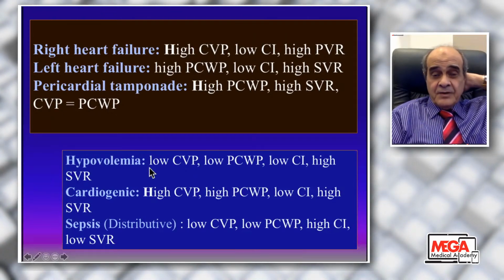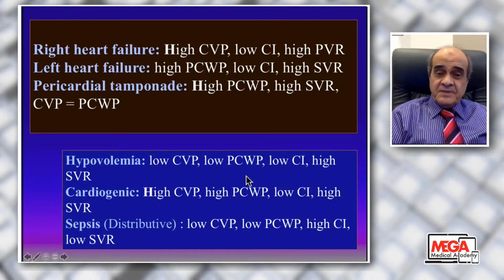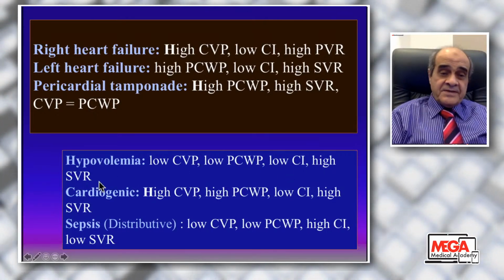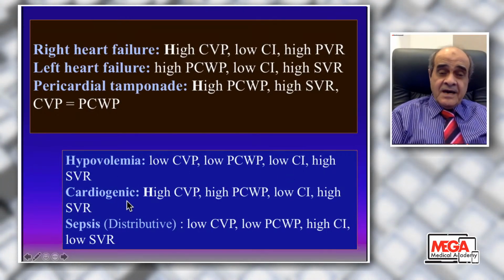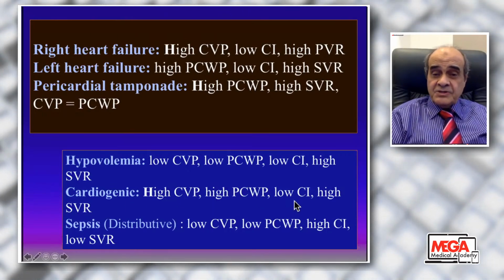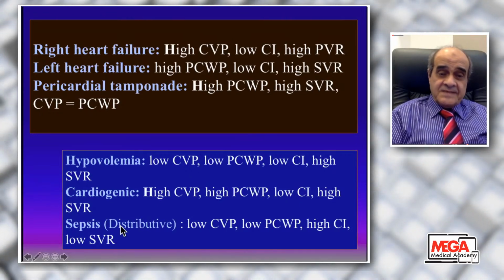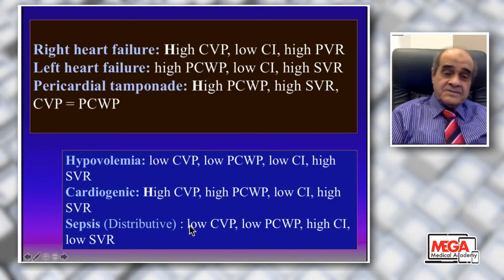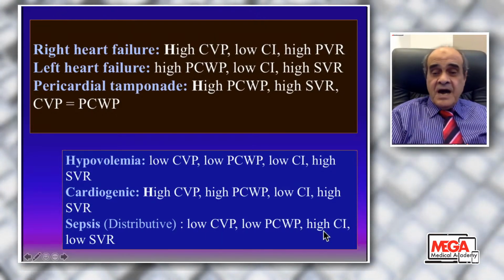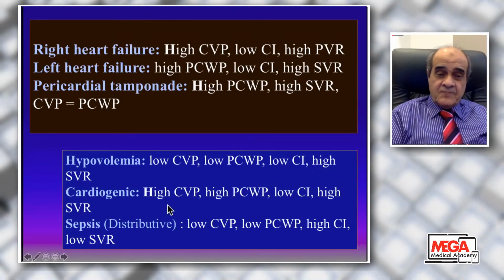In hypovolemia, you will find low filling parameters, low CVP, low pulmonary capillary wedge pressure, low cardiac index, high systemic resistance. Cardiogenic, you will find high CVP, high wedging, low cardiac index, high systemic vascular resistance. In sepsis or anaphylactic or spinal shock, you will find low CVP, low pulmonary wedge pressure, high cardiac index, low systemic vascular resistance in early stage of sepsis.